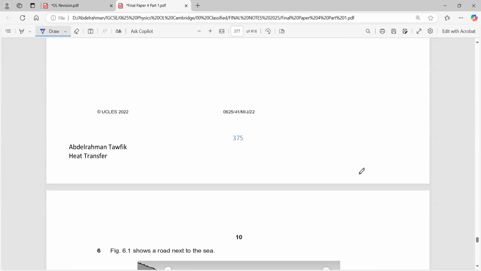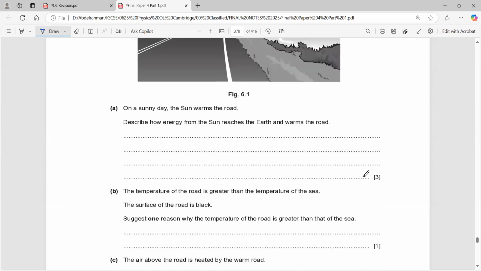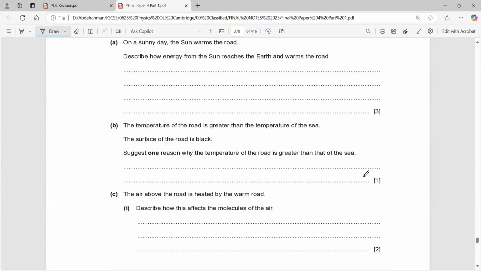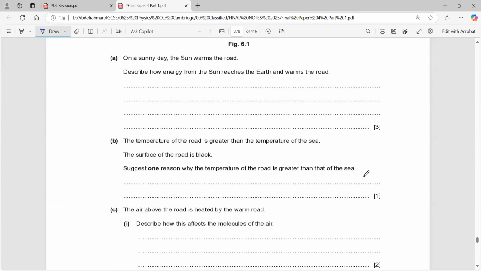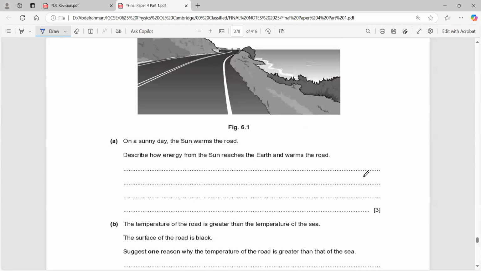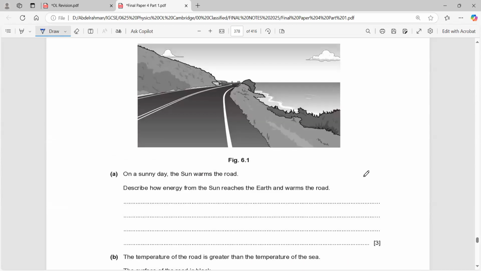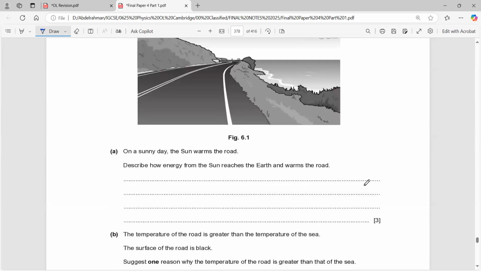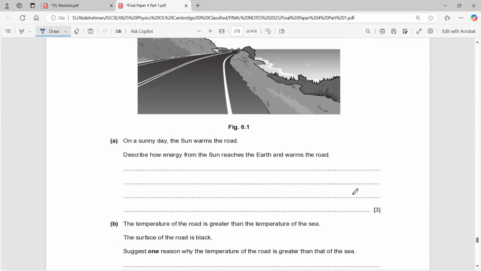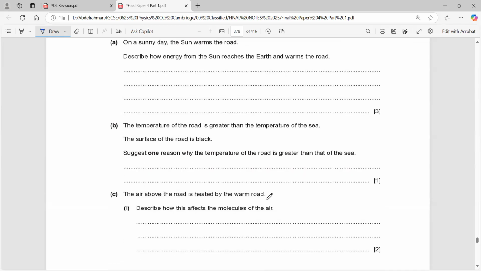Basically the same questions. And this question was talking about the sun. We will talk about convection a bit. We'll talk about how the sun transfers heat to the earth. Through the vacuum it will be transferred by infrared radiation. When it reaches the earth it would be absorbed.